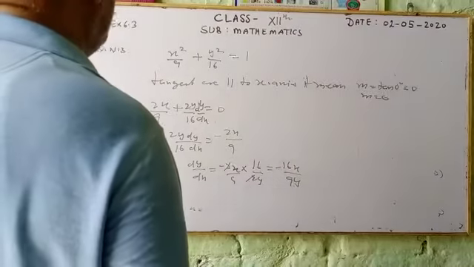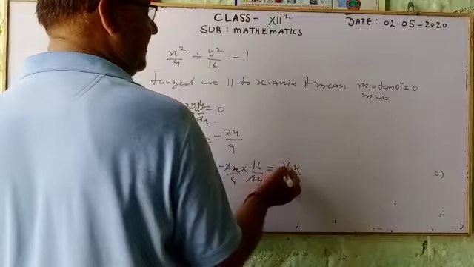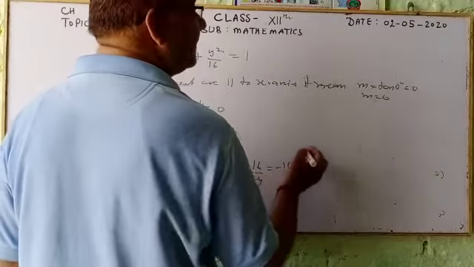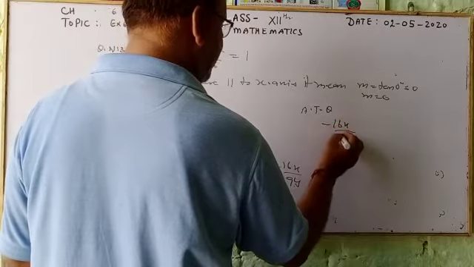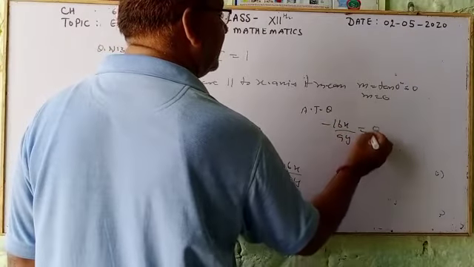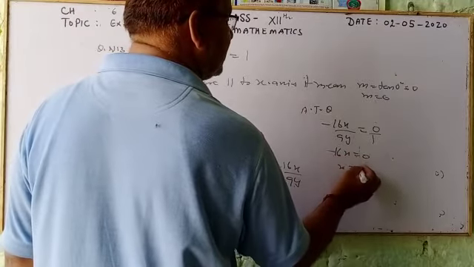Put the value here. This will be the slope and this will be the slope. According to the question, both are equal. So minus 16x upon 9y equal to 0. After cross multiplication, we get 16x equal to 0, so x equal to 0.